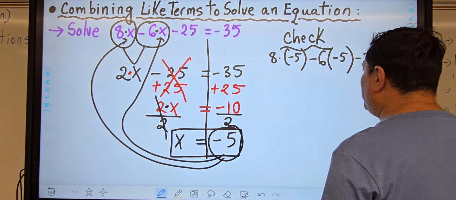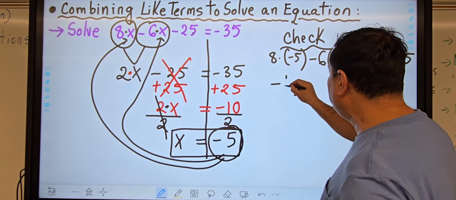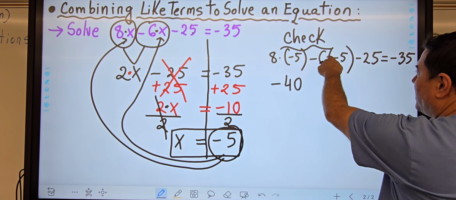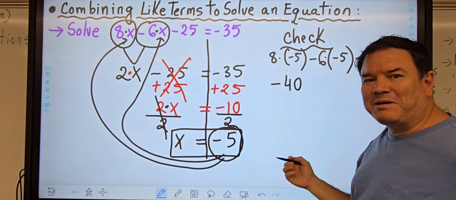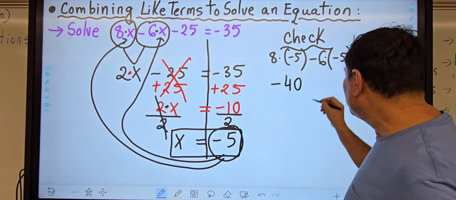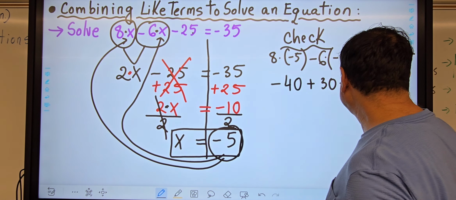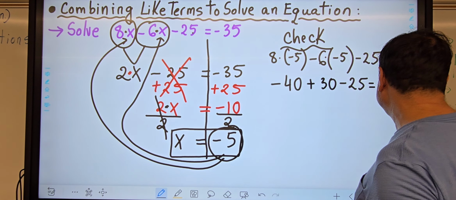Let's find out if we get a true statement, and let's multiply. Positive times a negative becomes a negative. 8 times 5 becomes 40, so negative 40. And here we have negative times a negative becomes a positive, and 6 times 5 becomes 30. So plus 30 minus 25 equals negative 35.